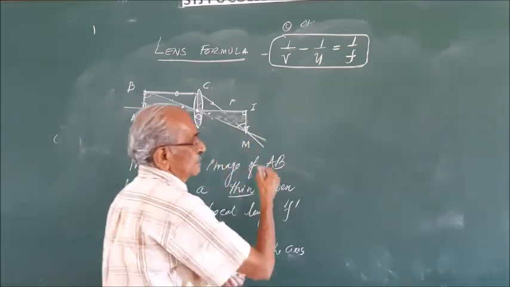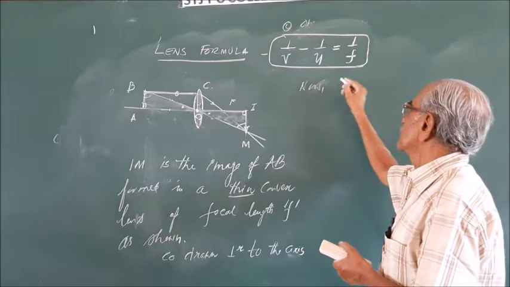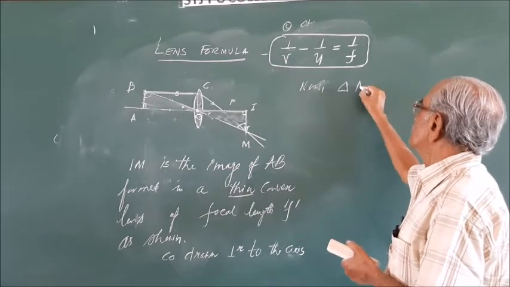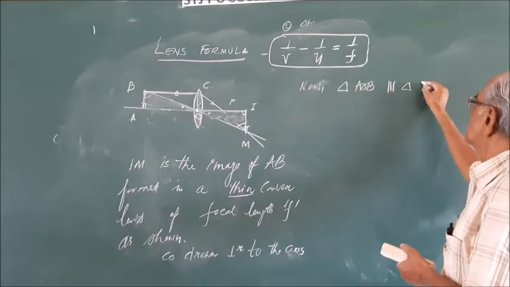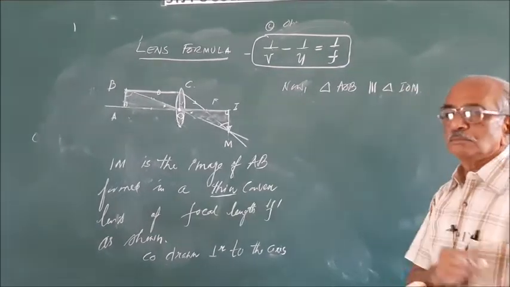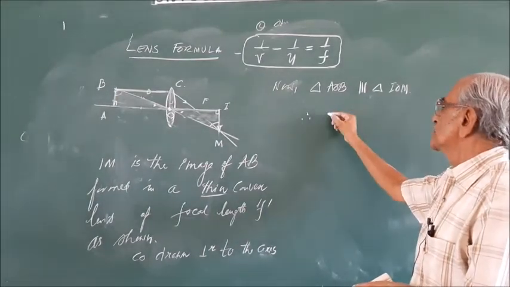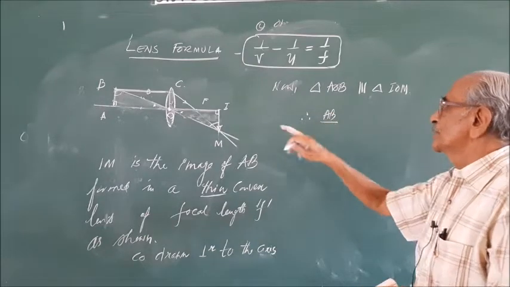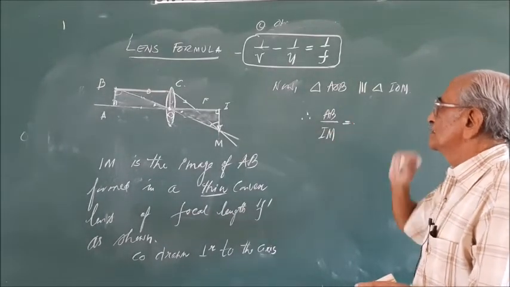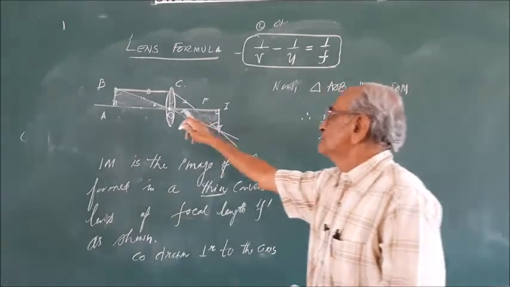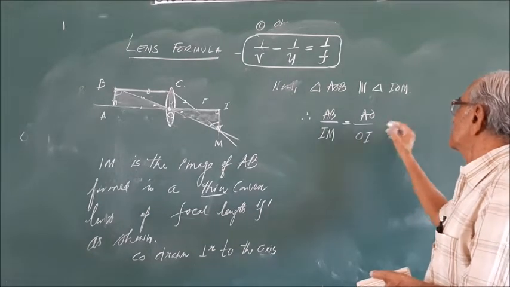So here we have triangle AOB similar to the triangle IOM. Therefore, the ratio of the sizes, side AB to the corresponding side IM, is equal to AO to the corresponding side opposite to the equal angles, Y. We'll call this equation 1.